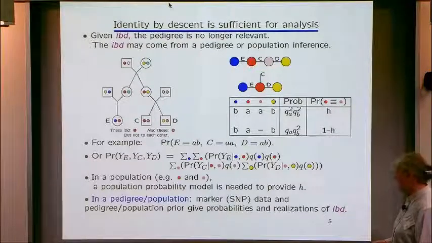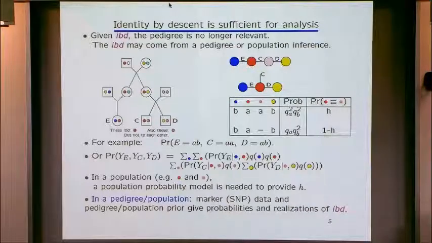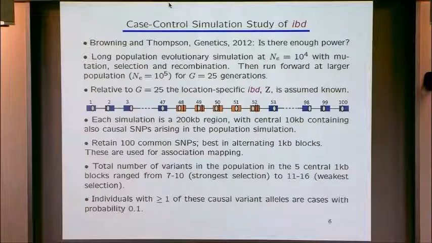So we're going to need to make inferences of IBD from our SNP data, but we're also going to need models that give us prior probabilities of those things. Now, can this IBD-based mapping work? This is set up just to start things off. With Sharon, mainly Sharon Browning, a couple of years ago, we did a simple study just to say, well, is there enough power?